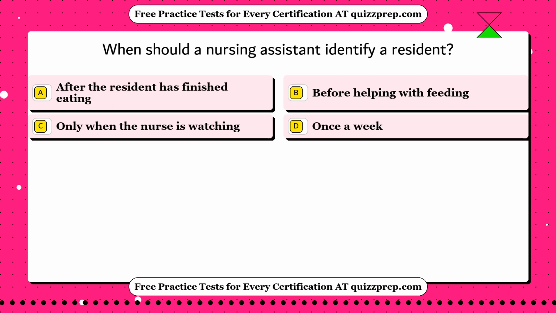Question 21. When should a nursing assistant identify a resident? Option A, after the resident has finished eating. Option B, before helping with feeding. Option C, only when the nurse is watching. Option D, once a week.